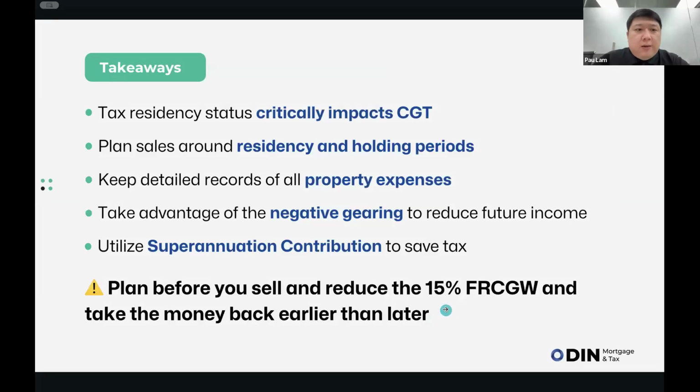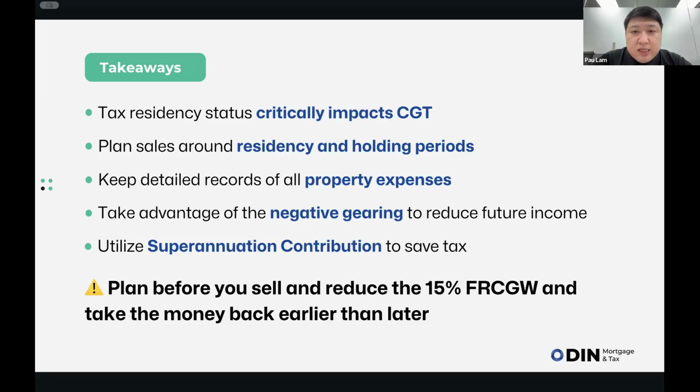So to take away, it's very important to understand what your tax residency is because it definitely affects the capital gains tax, whether the discount or the main residence exemption will apply to you. And plan the sales around the timing, whether you're going to sell as a non-resident or as a resident, how long you hold the property, whether you would be required to pay the 50% withholding tax, and keep all the details on expenses.